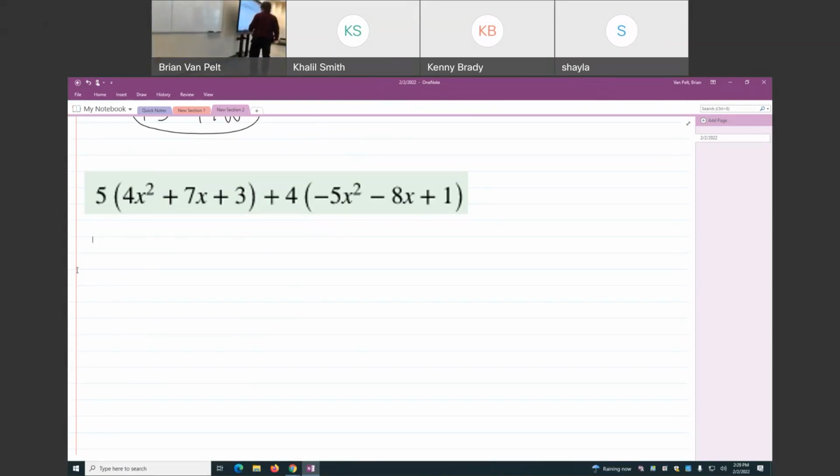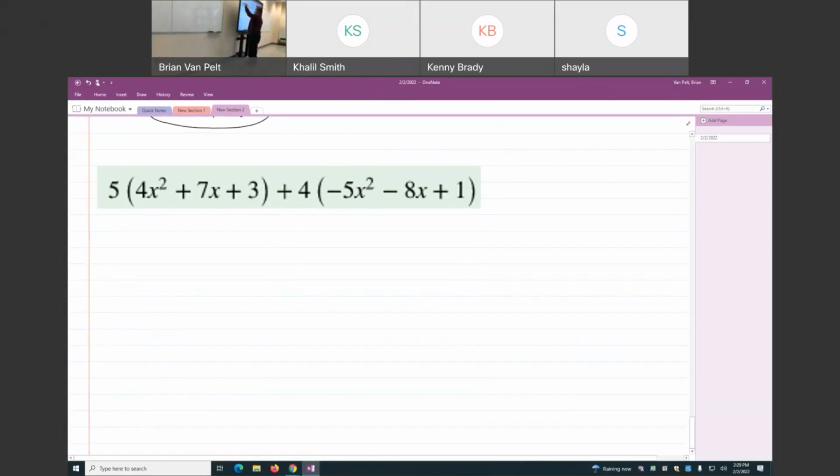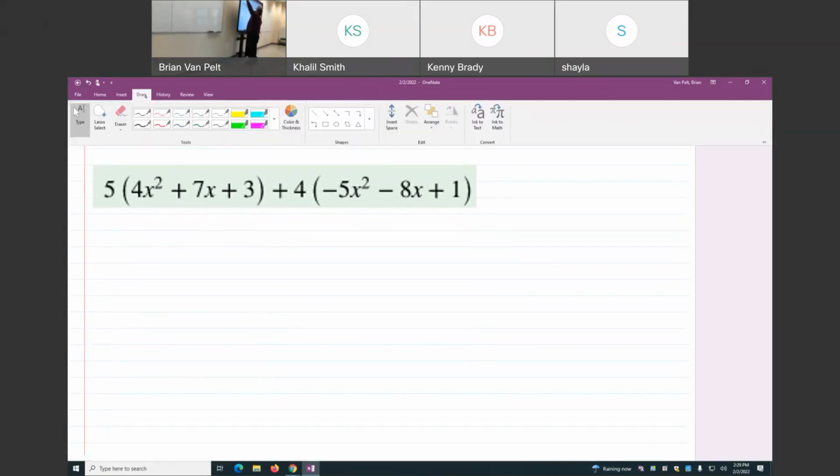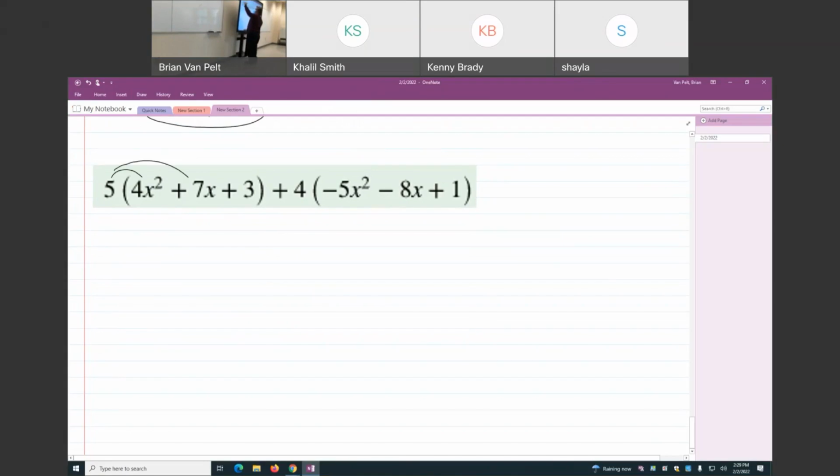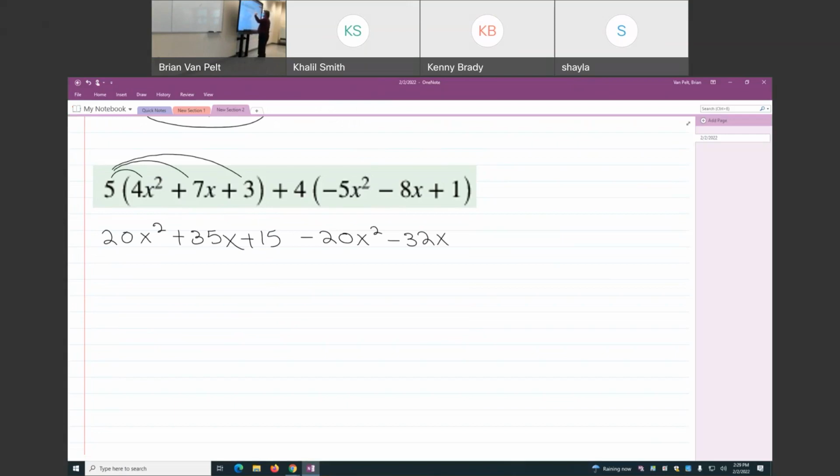So this time it's a little more extended distributed. You got this 5 times each and everything inside of there. You got that, that, and that. So you got 20x squared plus 35x plus 15 minus 20x squared minus 32x plus 4. I'll pause there. You guys have that.